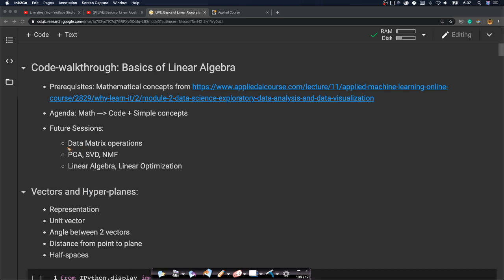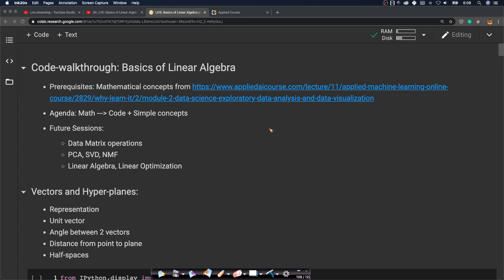For example, there are tons of operations like normalization, standardization, etc. that you do on data matrices. This is what we'll do in future sessions. There is a lot of matrix algebra like principal component analysis, singular value decomposition, non-negative matrix factorization. Again, we have covered these concepts at different points in our course. For example, in the dimensionality reduction chapter, we covered PCA, right? SVD and NMF we covered in the chapter on recommender systems, right? So there are tons of concepts.